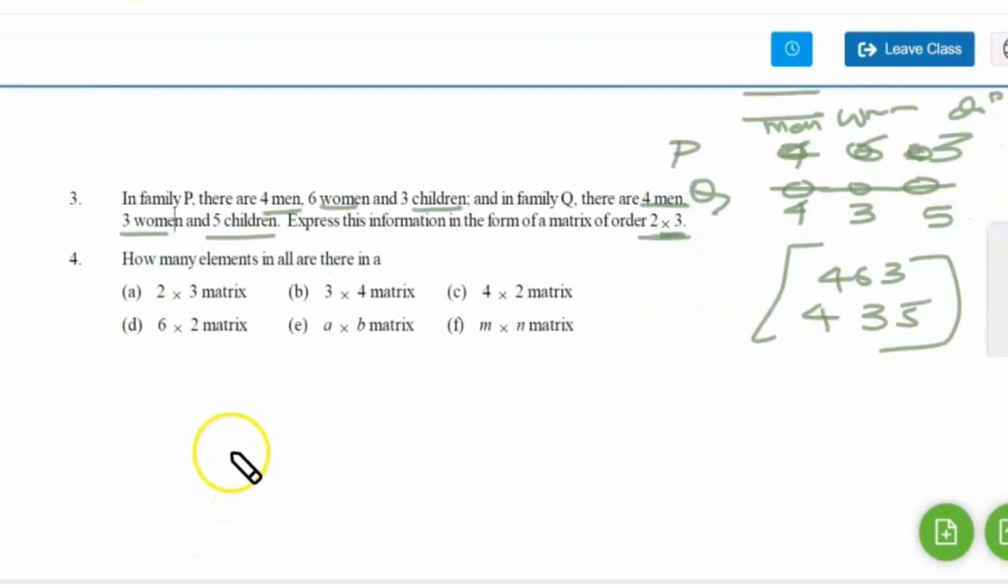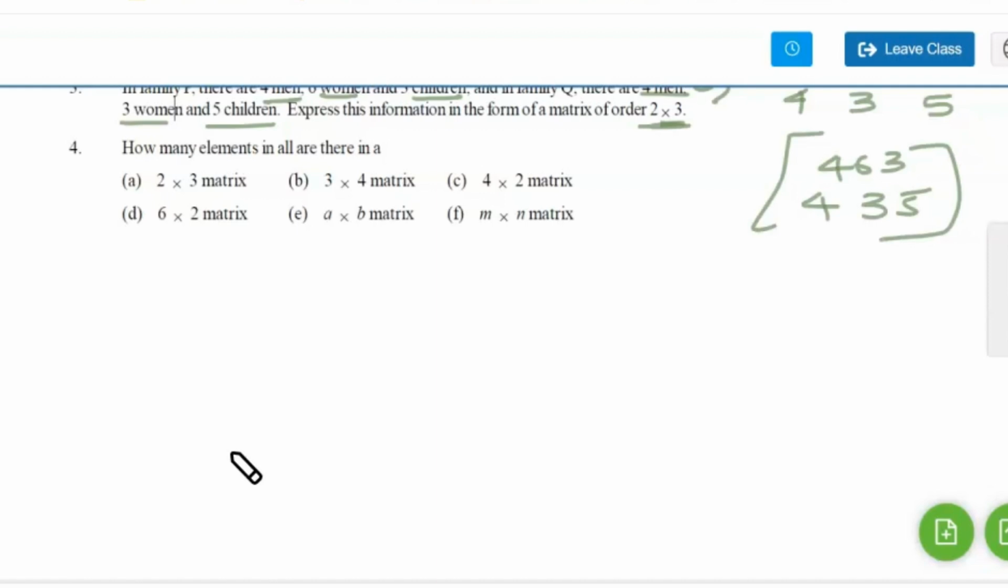Now next one is how many elements are there in a 2 by 3 matrix. So how do you find the total number of elements in a matrix? Multiply both of them.